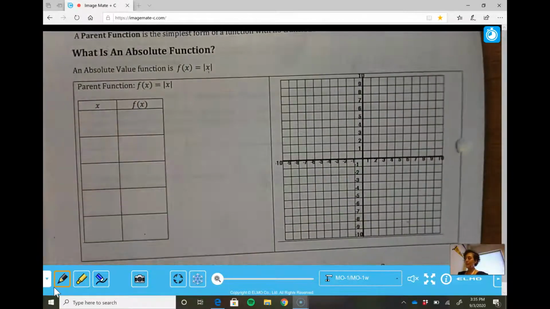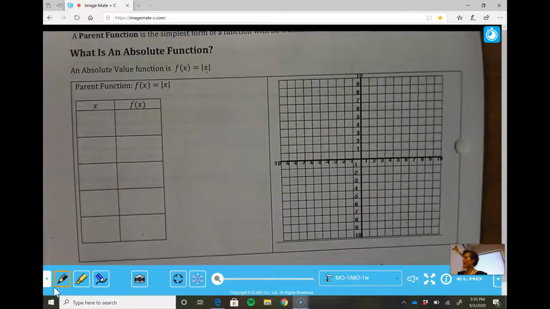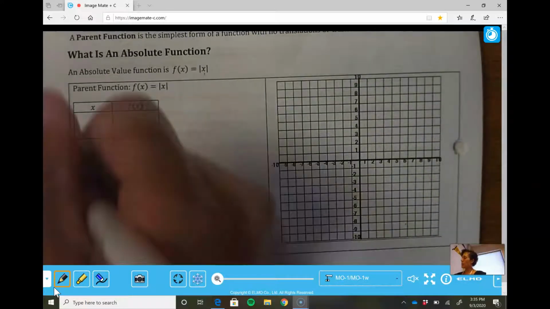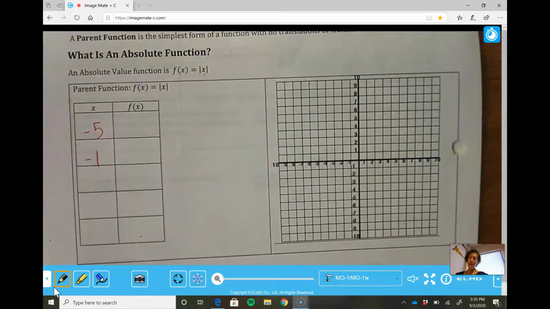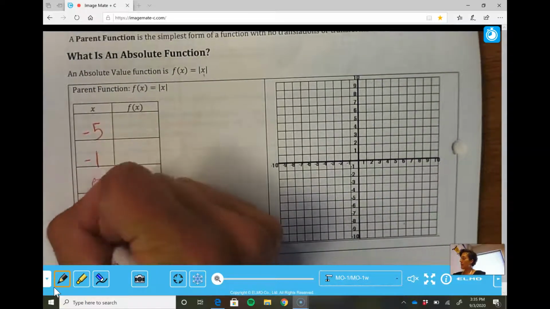So what we're going to do is we're going to graph this. We're going to make a table. And this is kind of how we're going to do a lot of these. And I'm just going to pick some random points. So I'm going to pick negative 5, negative 1. They're not random. 0, 1, and 5.